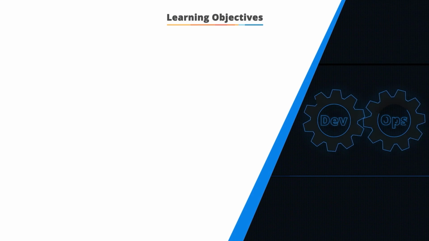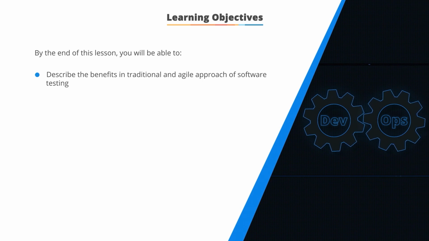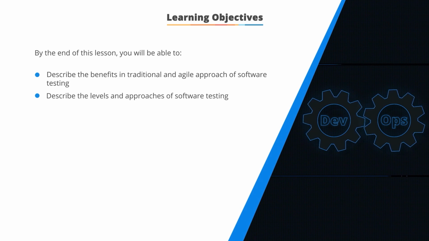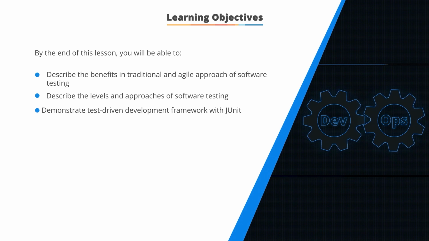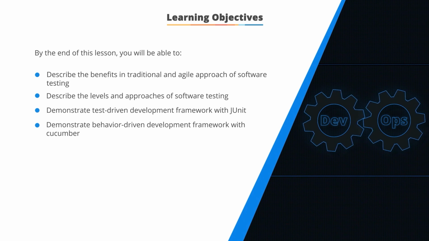Learning objectives. By the end of this lesson, you will be able to describe the benefits of traditional and agile approaches to software testing, describe the levels and approaches of software testing, demonstrate a test-driven development framework with JUnit, and demonstrate a behavior-driven development framework with Cucumber.